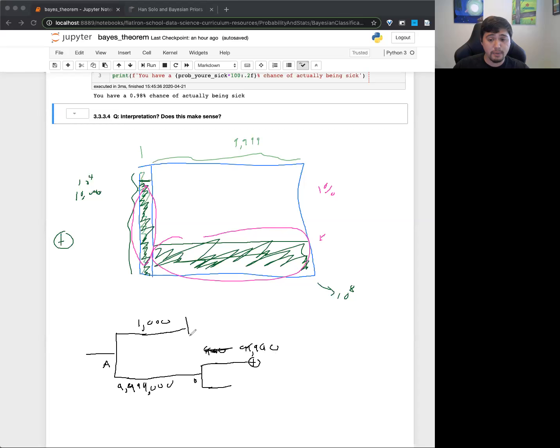And then in this case, for the people who are sick, 99% of them are going to test positive because they actually have the disease. So 99% of this is 990, right? I think that's the right math. Even if it's wrong, it's close enough, right? Don't make me do math in my head in front of people, right?